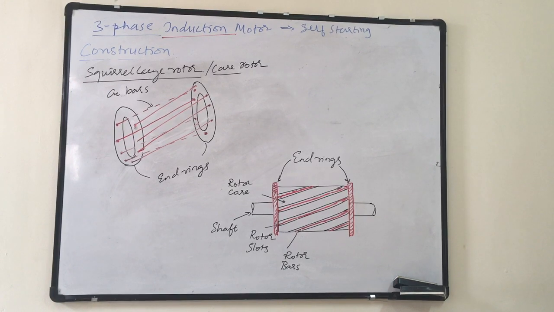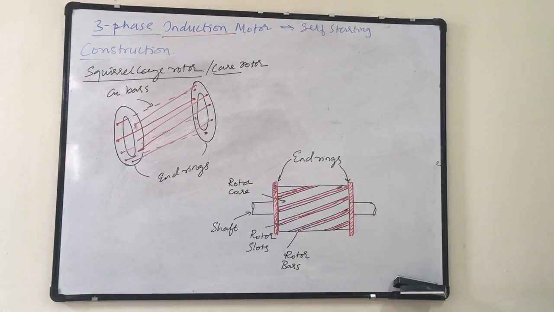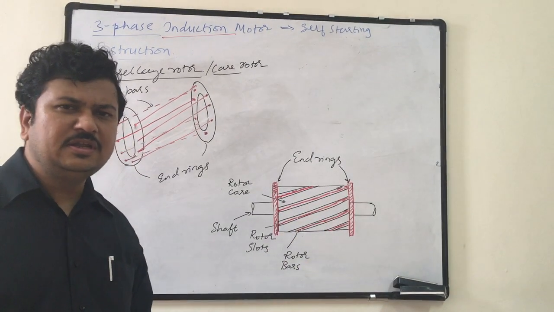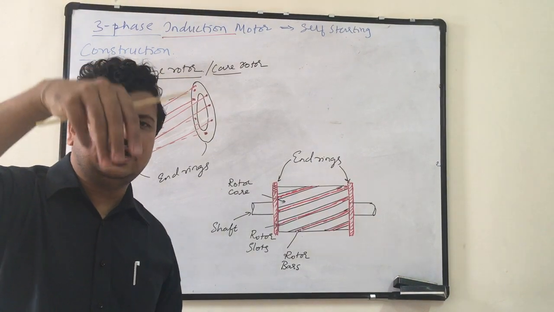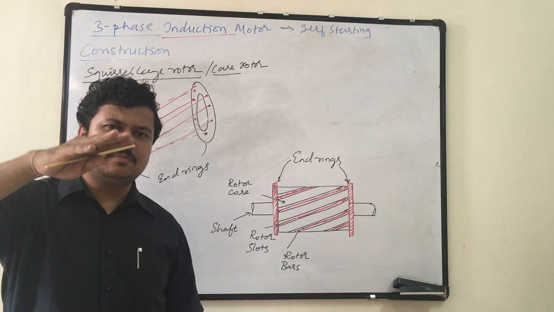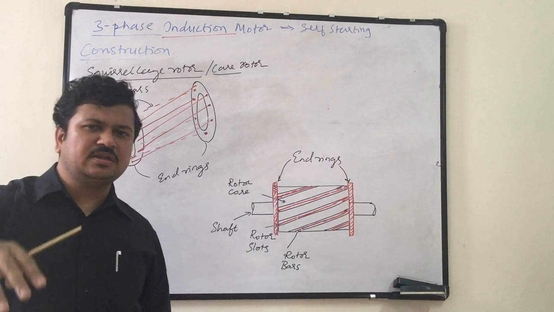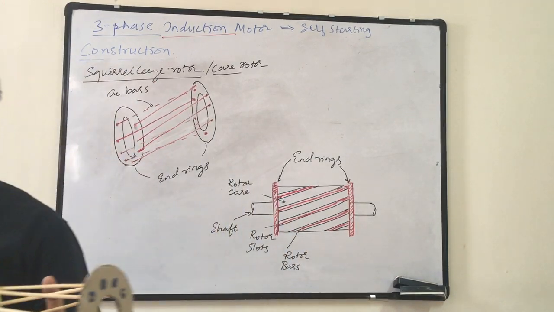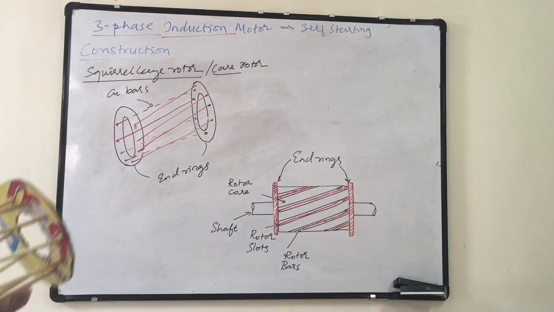And efficiency and power factor are better for this cage rotor. And there can't be any fire hazard like the slip ring. In slip ring, the carbon brushes are sliding over the slip rings. Therefore, there may be a spark between the brush and the slip ring and it may cause a fire hazard. There is nothing of that sort. So therefore, it is less hazardous. So the life of the rotor is very good.